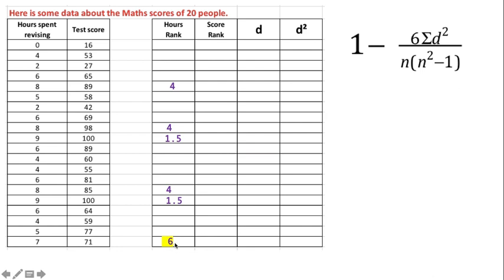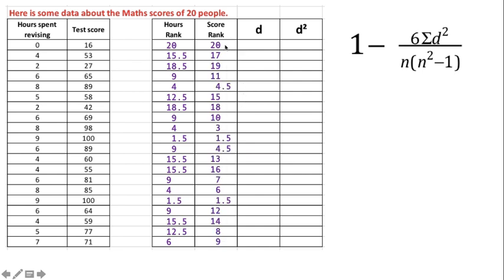Now we're up to 6th place, and there's just one that's in 6th place, so that's straightforward. We carry on ranking them like that, and this is what we get. We do the same thing for the scores that people got, and then we're looking at the difference between those two ranks. Sometimes it's plus, sometimes it's minus, depending on whether the hours are ranked higher or the score is ranked higher.